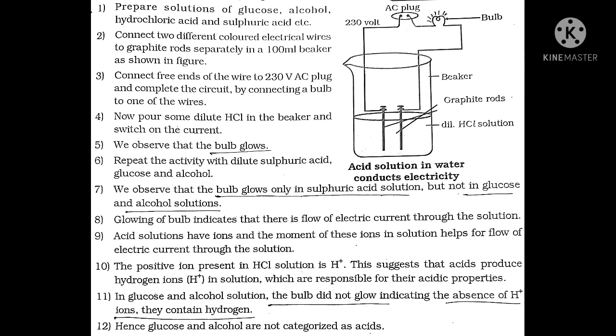Here, only acid solutions conduct electricity. The bulb glows in these solutions because acid solutions release H+ ions. In glucose and alcohol solutions, the bulb did not glow because of the absence of H+ ions. So, my dear students, acids release H+ ions, that's why we say acid solutions conduct electricity. Okay, students, I think you all understand this concept.